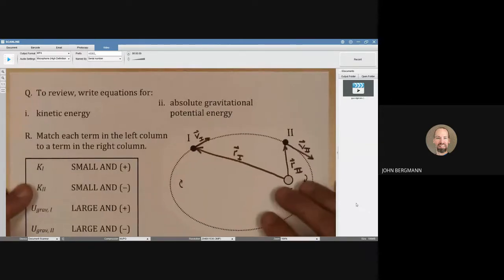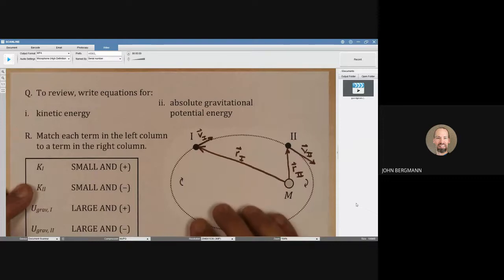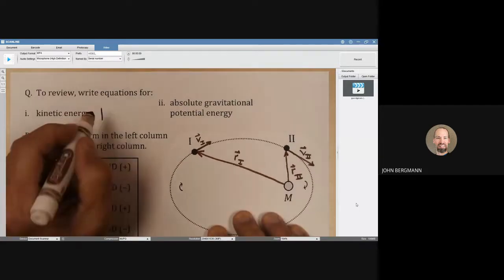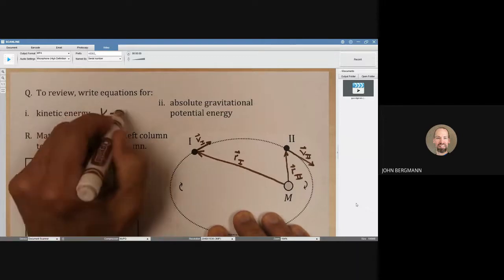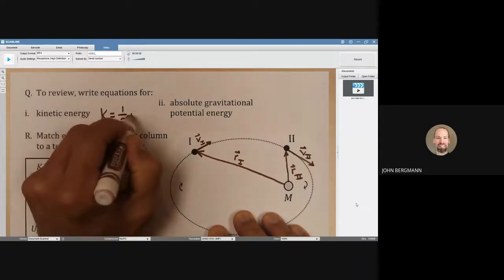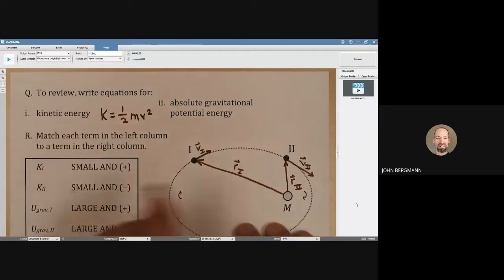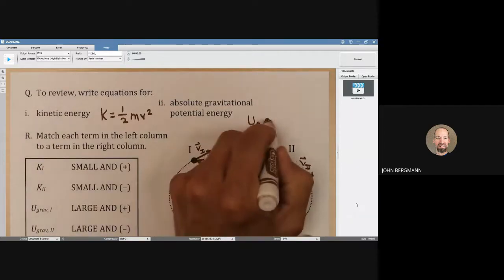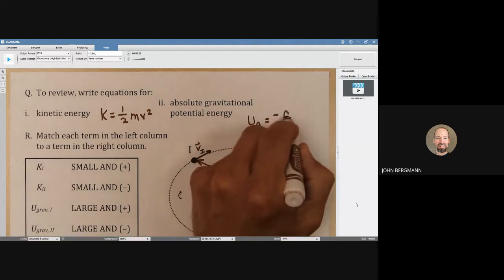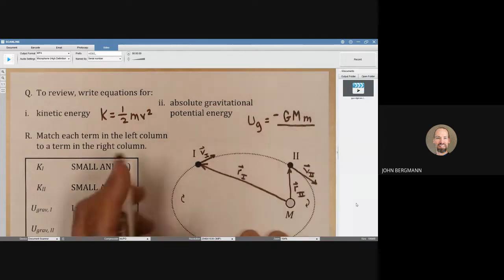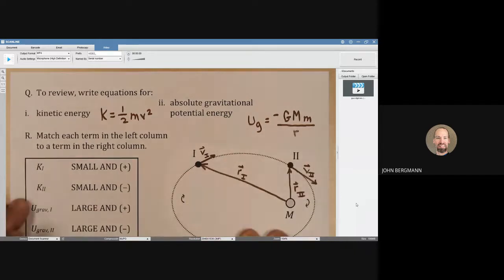To review, write equations for kinetic energy and absolute gravitational potential energy. Kinetic energy, we know and love to be 1/2 mv squared, and absolute gravitational potential energy is negative big G, big M, little m, divided by the distance between them.